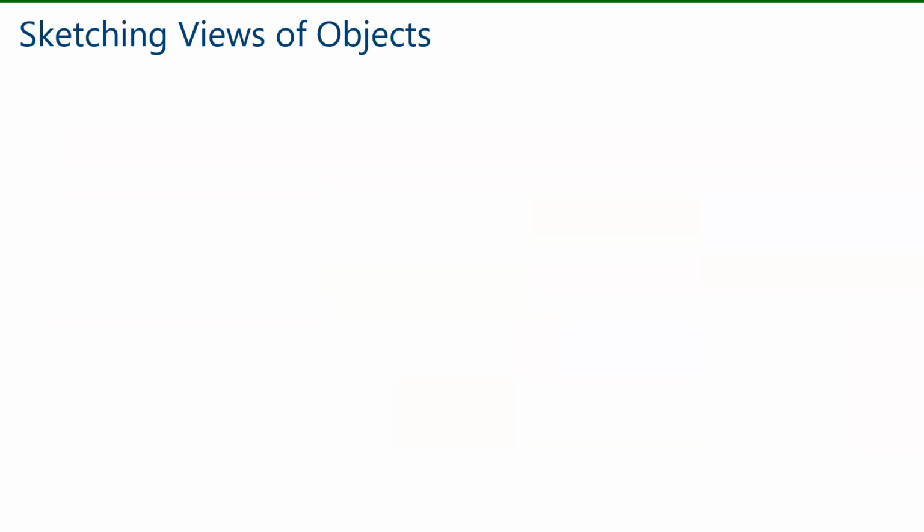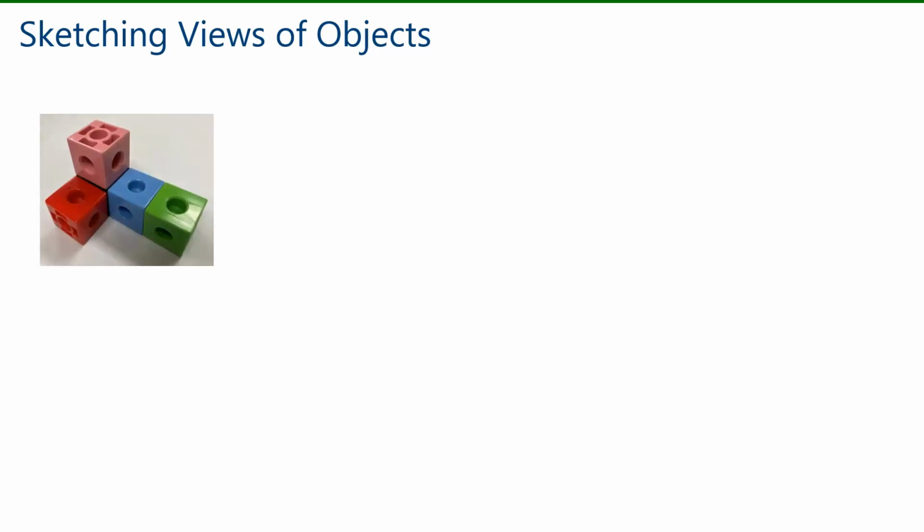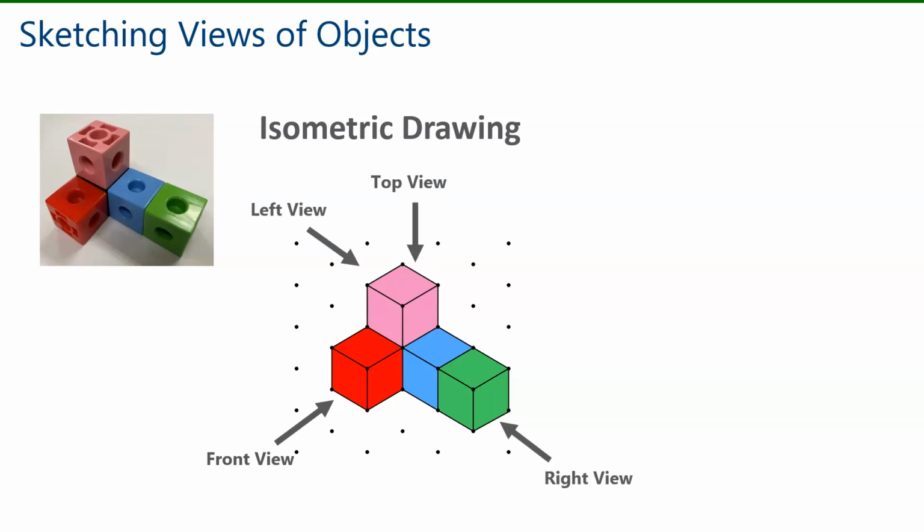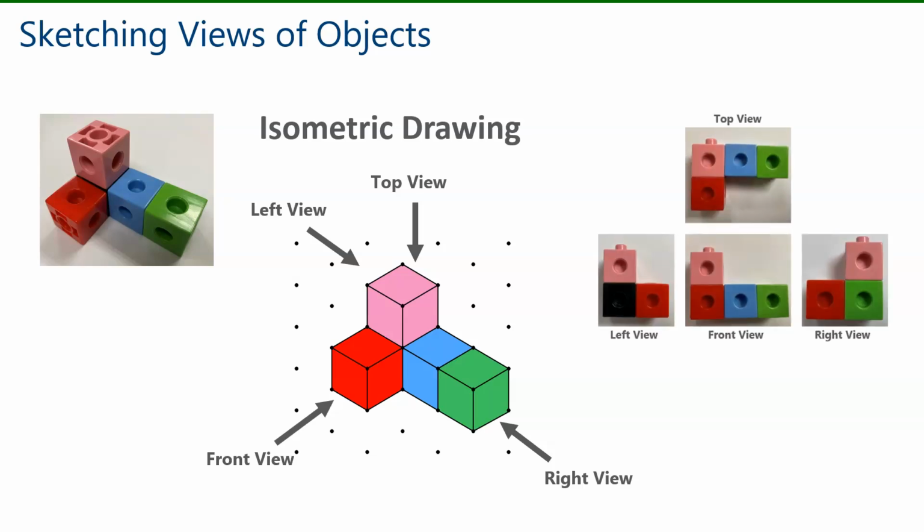As we sketch the views of an object, the three-dimensional object will be represented as an isometric drawing, which is simply a drawing that's done on isometric dot paper. Isometric dot paper is dot paper where the dots are equal distances apart. For this drawing, this is the front view, the right view, the left view, and the top view. And here are the four views that we saw from the first slide.